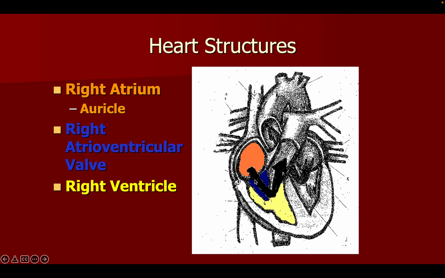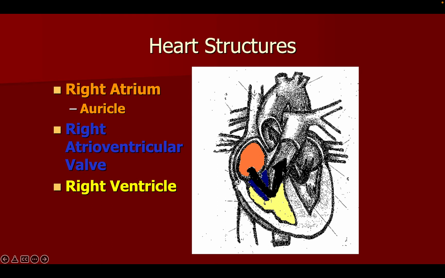Well, it's going through this structure called a valve. This valve is separating the right atrium and the right ventricle. That valve allows blood to enter from the right atrium to the right ventricle, but not back. It prevents the blood from going backwards. So it moves one way.